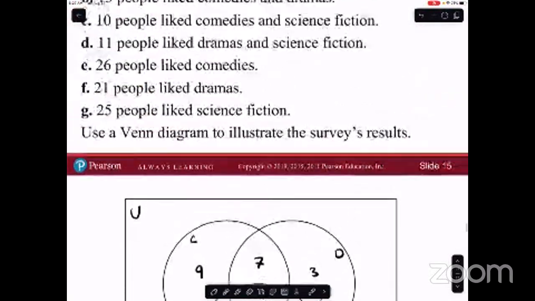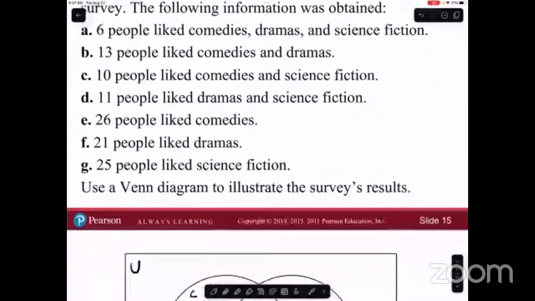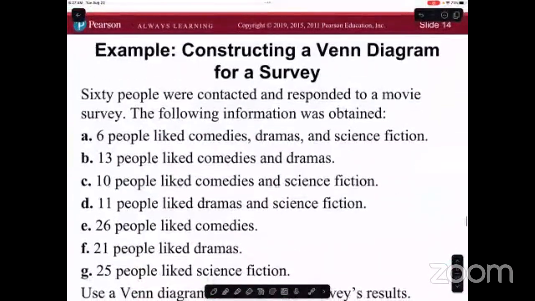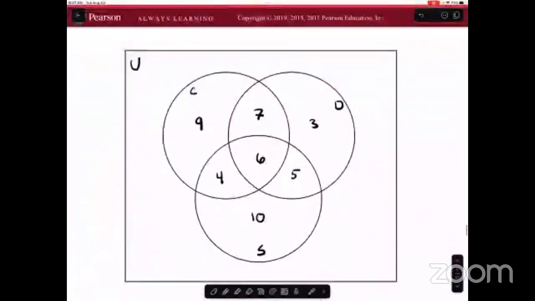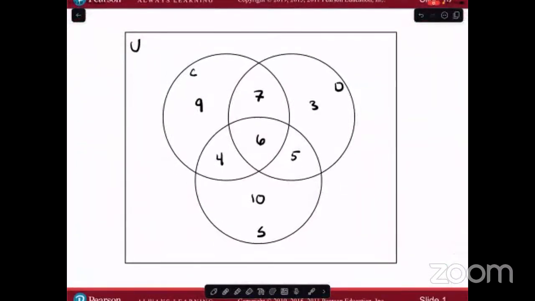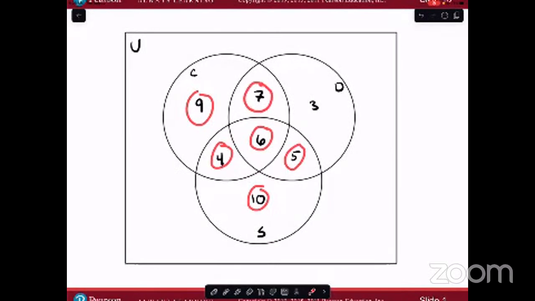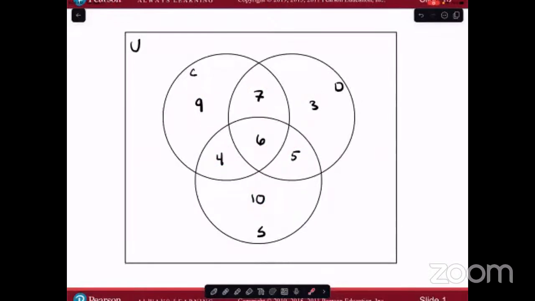Okay, and then how many people total inside the universal set? It needs to total 60. So we need to subtract all those numbers from 60. Let's see what these add up to. It's 10, that makes 15, 21, 25, 34, 41, 44. And if it all has to total up to 60, looks like there's 16 left over.